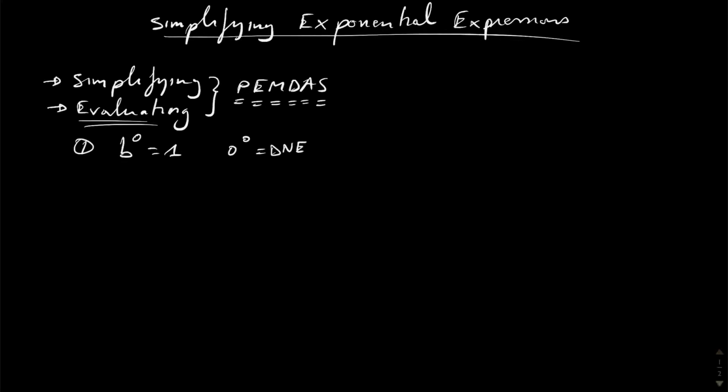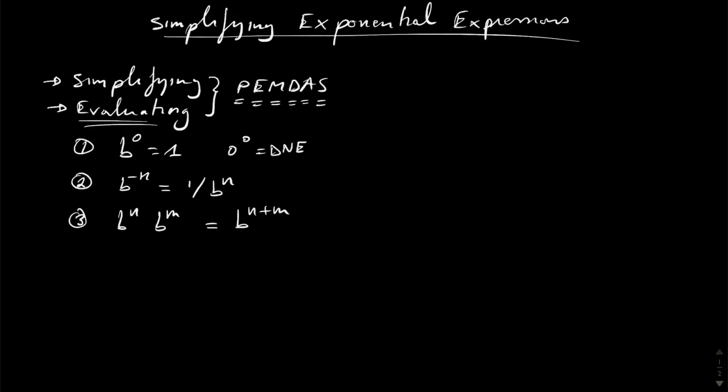The second one is going to be b to the power of negative n equals 1 over b to the power of n. What this is telling you is that in order to change the sign of an exponent, all you have to do is bring the exponential factor either from the numerator to the denominator or from the denominator to the numerator. The third rule is going to be b to the power of n times b to the power of m equals b to the power of n plus m.